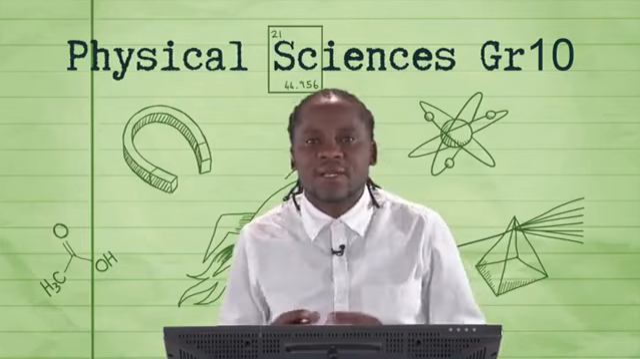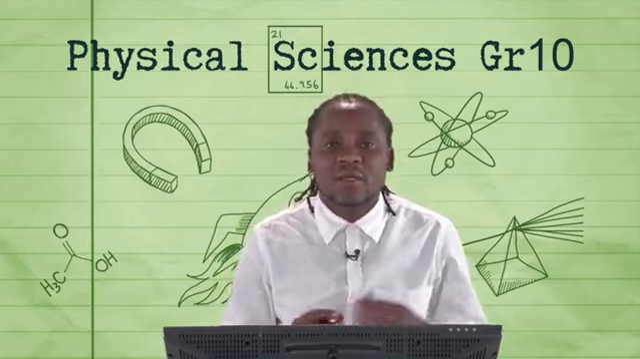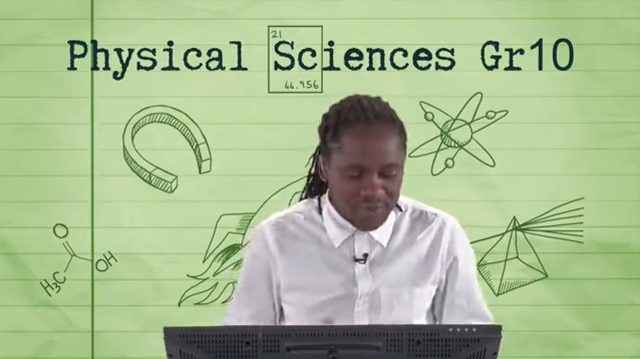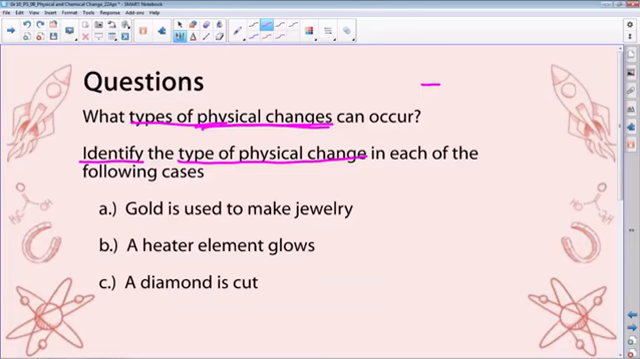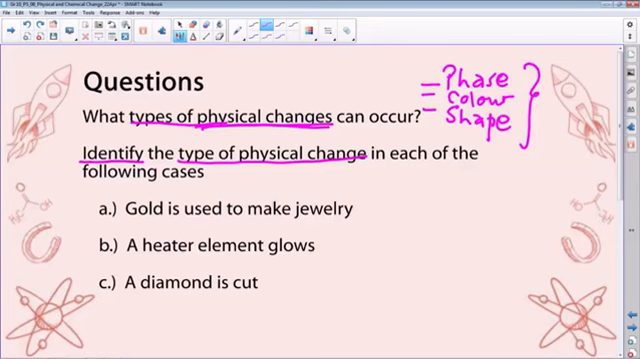Right, guys, welcome back. Hopefully you have made your attempt on the third set of questions that I gave to you. Now, the first one, we want to identify the types of physical change. We've got a phase change, as you can remember. Phase change: solid, liquid, gas. It can be a change of phase. It could be a change of color, right? We spoke about that as well. It could also be a change of shape. So these are the three forms in which physical change can take place.